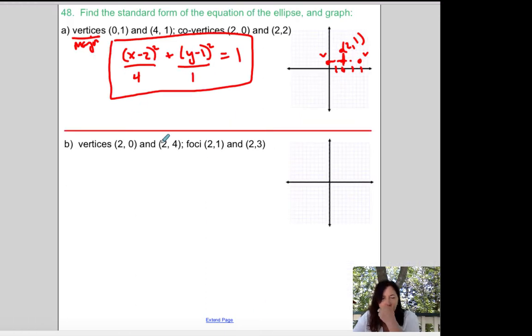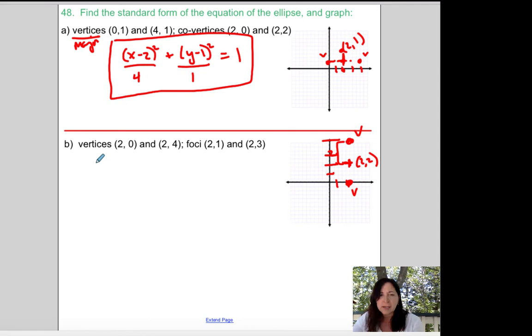For the next problem, I know my vertices are at 2, 0. So here's 2, 0. And I have 2, 4. So 1, 2, 3, 4. So here's my other vertex. So that means, again, this is my center right in the middle there. And that's going to be 2, 2. So that's my center, 2, 2. In the y direction, this distance here is 2.